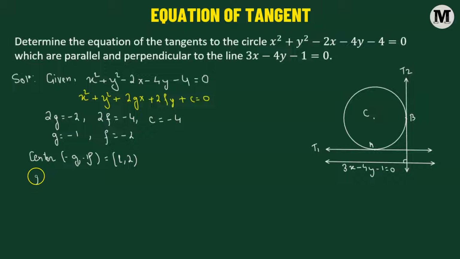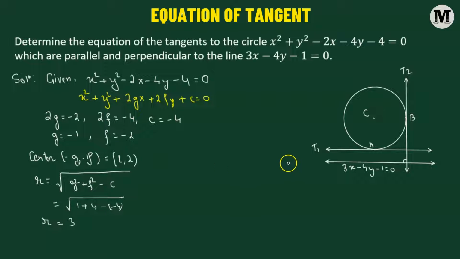And we can also find out the radius of the circle. So the radius will be the square root of g squared plus f squared minus c, which means g squared will be 1, f squared will be 4, c is negative 4, so we have negative of negative 4. That's going to sum up to 9, which is 3. That means the radius of this particular circle is going to be 3.